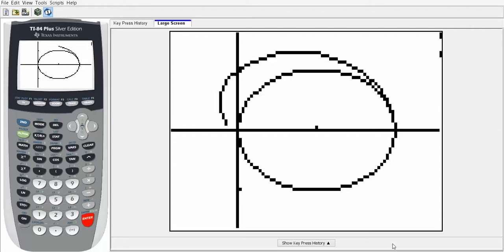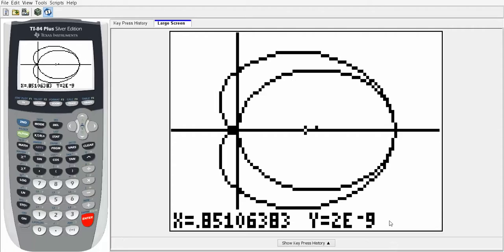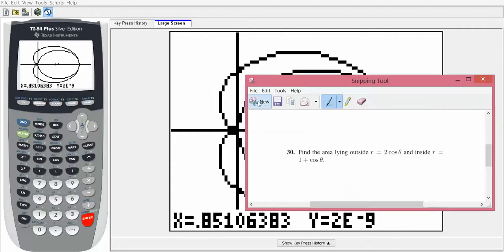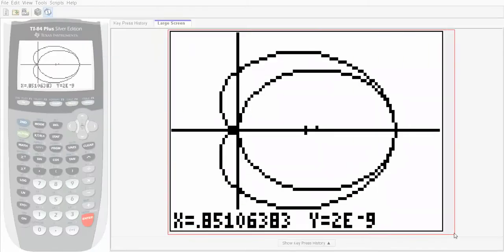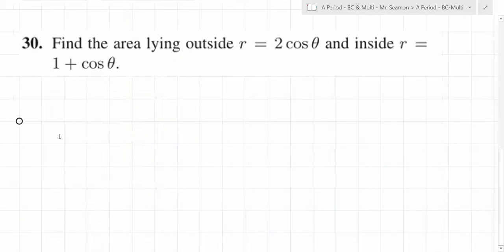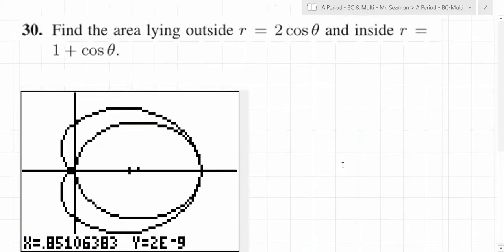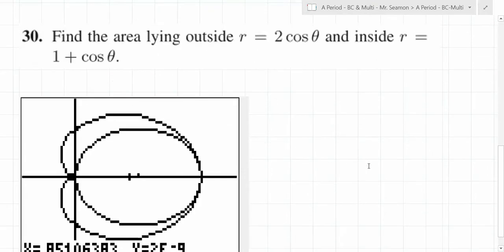So there's one, and then there's the... Oh, they're right there. So let's get this into our notes. But then it says find the area outside r equals 2 cosine theta and inside r equals 1 plus cosine theta. What is this right here? Anybody know what that is? Circle. Yeah, what is that? If you square it, what do you end up with?